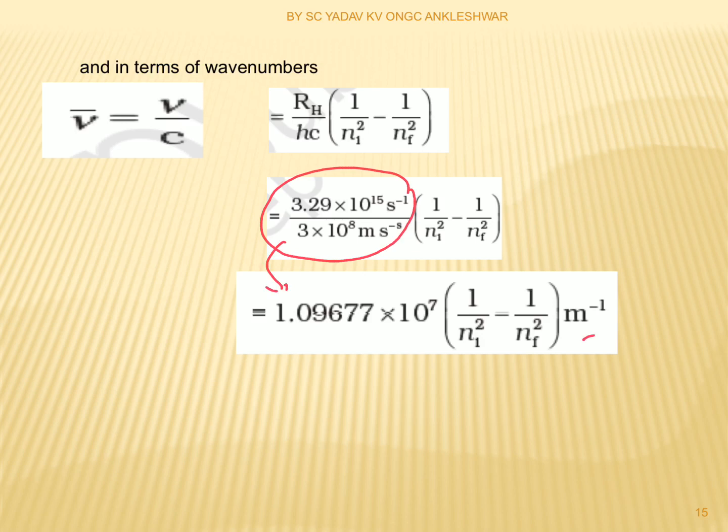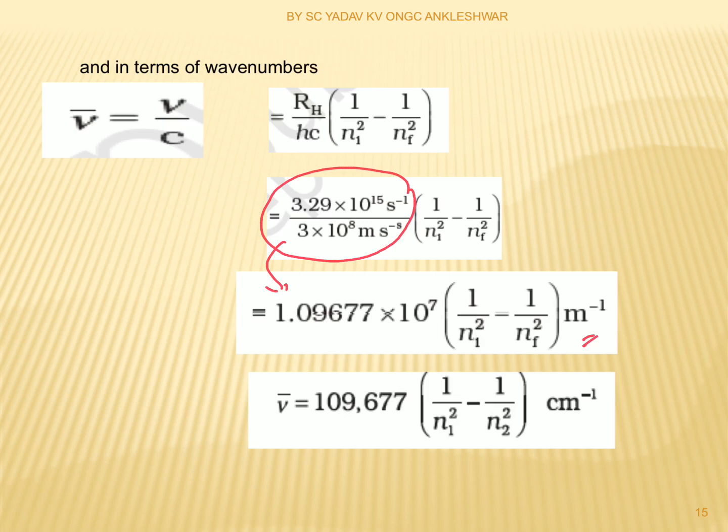You will get 1.09677 into 10 to the power 7. When you solve this quantity, you will get this value. Okay, it is in per meter. So finally nu bar is equal to 1.09677 into 1 by N1 square minus 1 by N2 square. Actually N2 means final, NF you can write also final, and this is called the Rydberg constant again. You have studied about this in case of the hydrogen spectrum. So I hope all these points are clear to you.